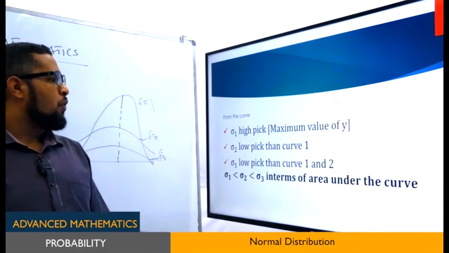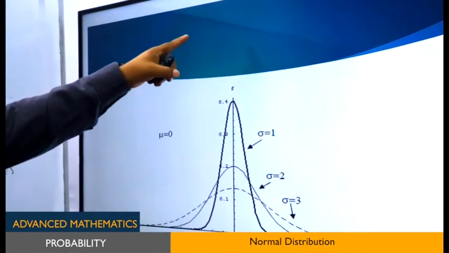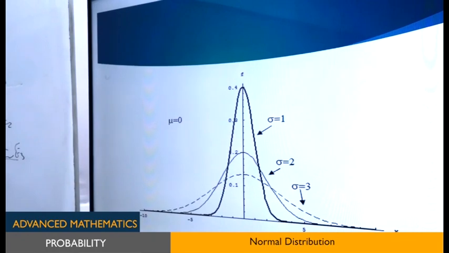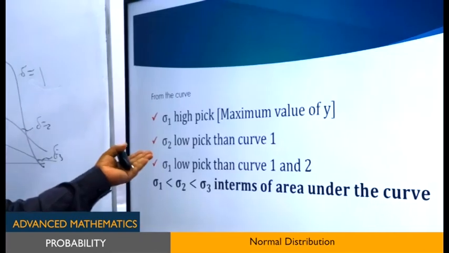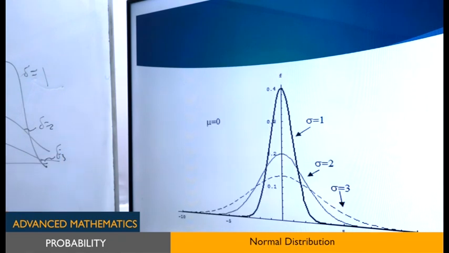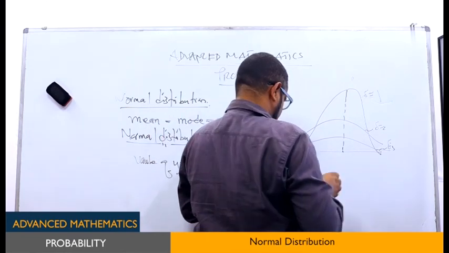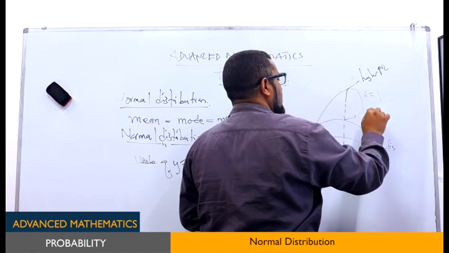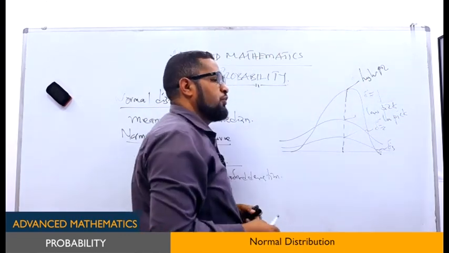Now from this graph, we can say, for standard deviation number 1, we have high peak, as you see here on the screen. This is what we call high peak. It means it is high. The maximum value of y is larger than when standard deviation is equal to 2 and when standard deviation is equal to 3. But the difference is in the case of area. For the case number 2, standard deviation 2, it has lower peak than curve number 1, as you see from the diagram. This point is the high peak. Then another one, this is low peak, and also this one is low peak when you compare to the two graphs above the last one.